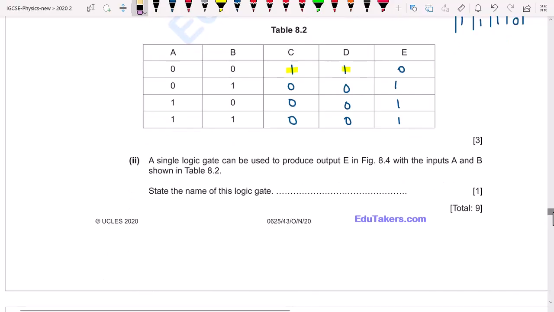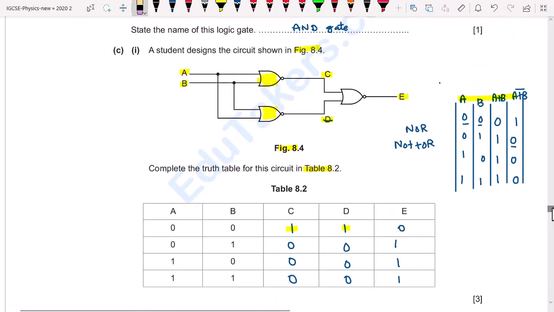Part 2. A single logic gate can be used to produce output E in figure 8.4, with the inputs A and B shown in table 8.2. State the name of this logic gate. So the circuit that is given in 8.4 can be replaced with a single logic gate. So we have to tell the name of this logic gate.